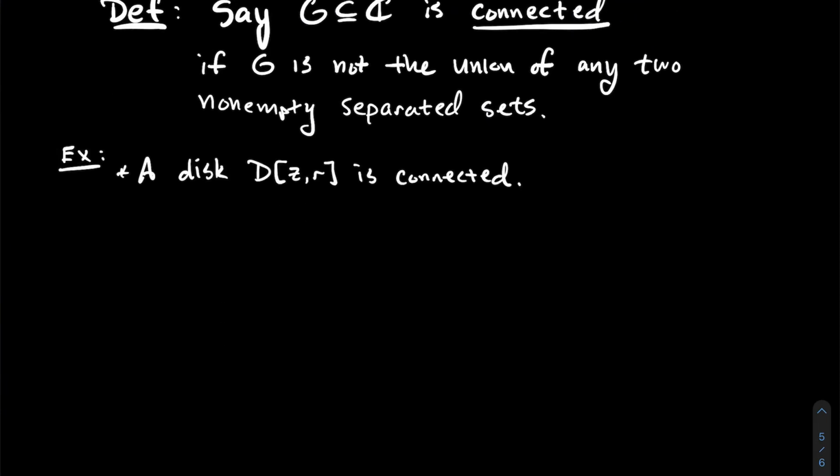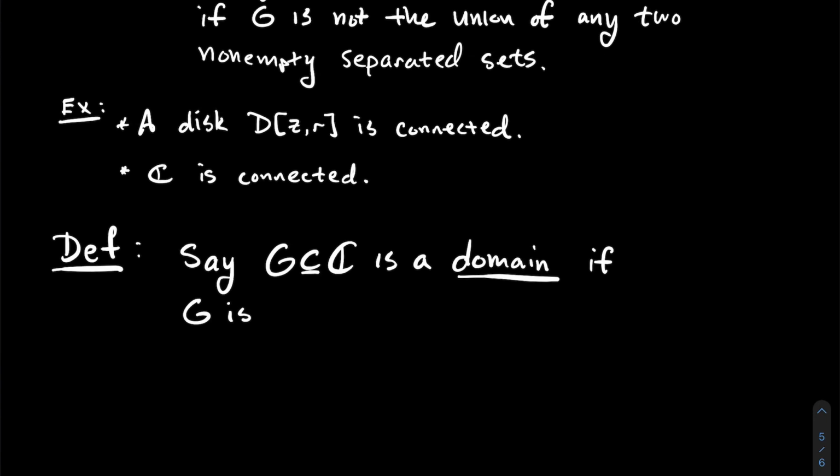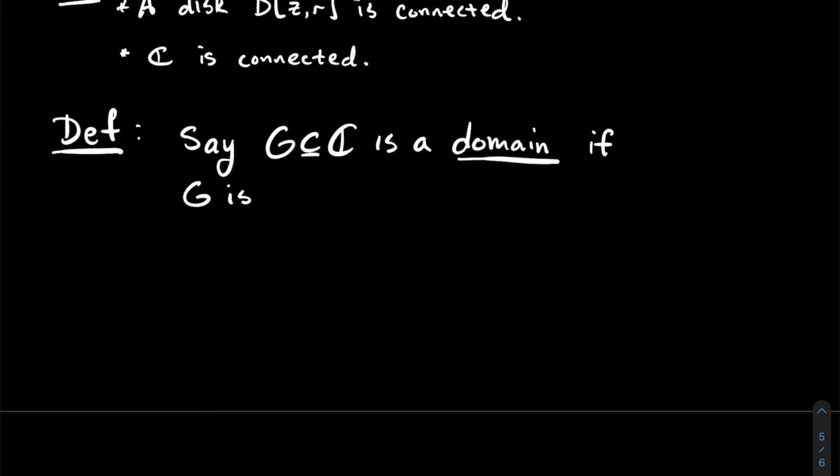All right, so then just some other examples though. A disk is always going to be connected, and the whole complex plane itself is connected. And I need this definition of what connected is in order to tell you what a domain is. So a subset G of the complex numbers is a domain if G is one, open, and two, connected.